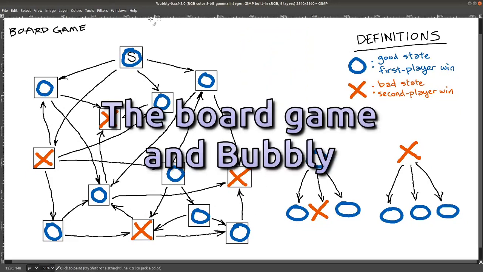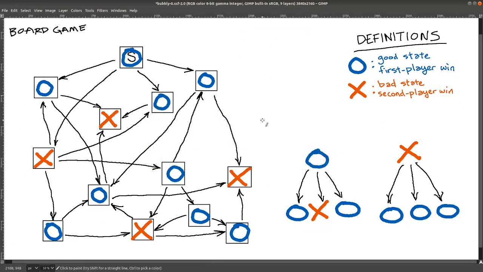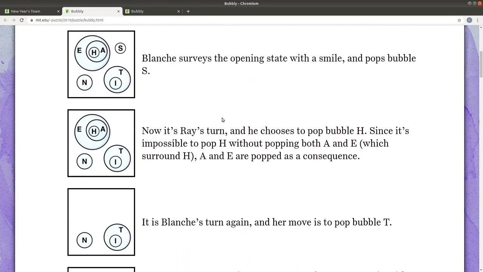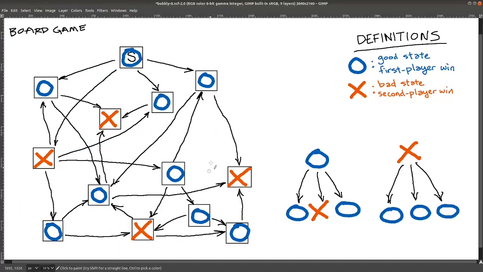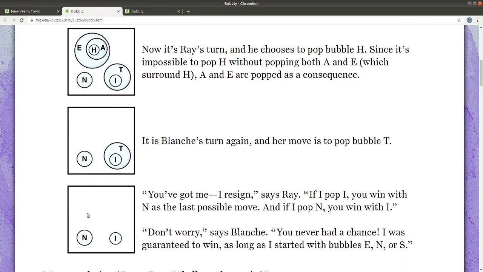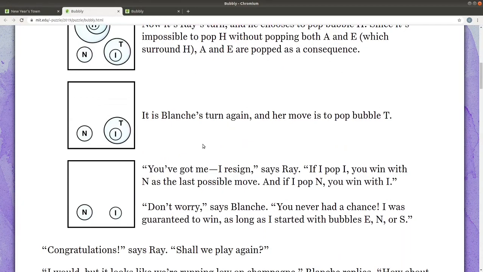Okay, so we know how to solve this board game, but how does that help us solve the game of Bubbly, which is what we want? And the simple answer is that every game of Bubbly can be transformed into a board game with a different graph by taking each of these states that the game is in after each turn and turning those into squares on the graph.